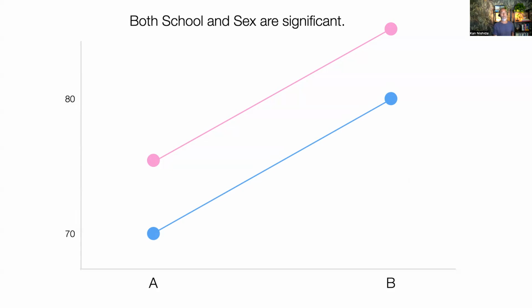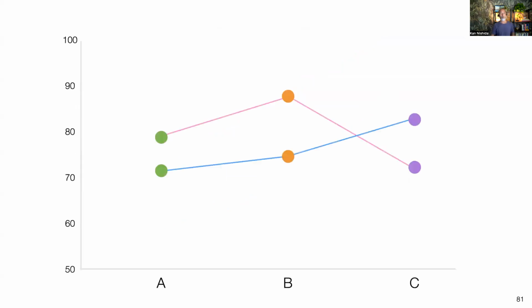Okay. But how about something called interaction? Let's say we bring in A, B, C. In this case, from A to B, it seems like between male and female there's a difference, and the school difference looks like there's a little bit of difference there. However, when it comes to C, the male-female order flips. So now at school C, the male is performing better than the female. So this is called interaction.